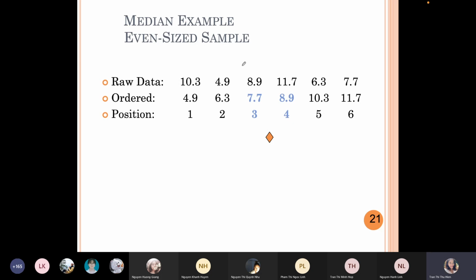And we have another example when the number of observations is an even number. Here we have 6 observations, so it is even. So here it's very hard for you to find the midpoint, right? Because we have 2 midpoints. It is 77.7 and 89. So here you have to find the average value of the values in position number 3 and 4.